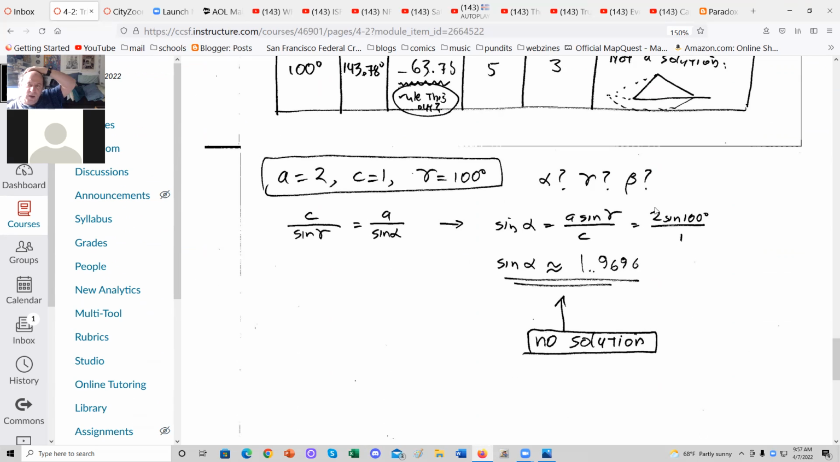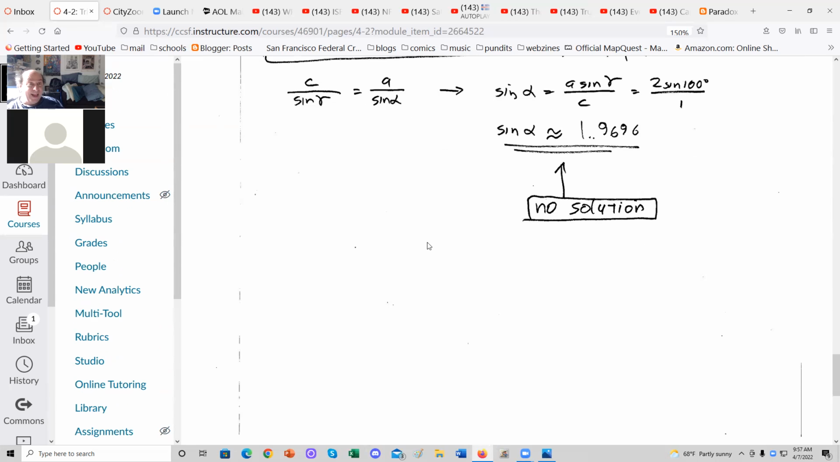All right, so given A, C, and gamma, we need to find alpha. So C over sine gamma equals A over sine alpha. Solve for sine alpha: A sine gamma over C, which is 2 sine 100 degrees over 1, which is about 1.9696, bigger than 1. So this is an impossible triangle, and there are no solutions. And that's a solution.